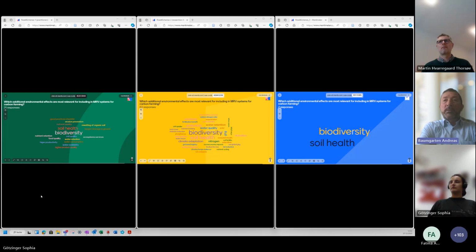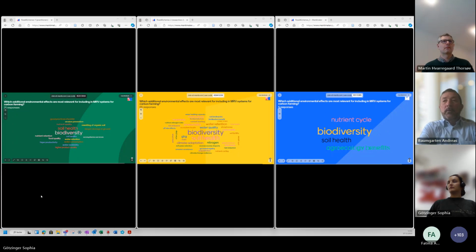Now we also have some responses from the political group, like biodiversity, soil health, agroecological benefits, nutrient cycle. These are very important things for us to think of, especially with respect to methods that could be used to measure all these different aspects.